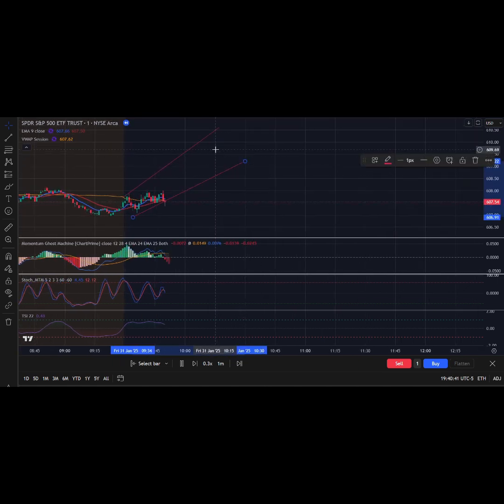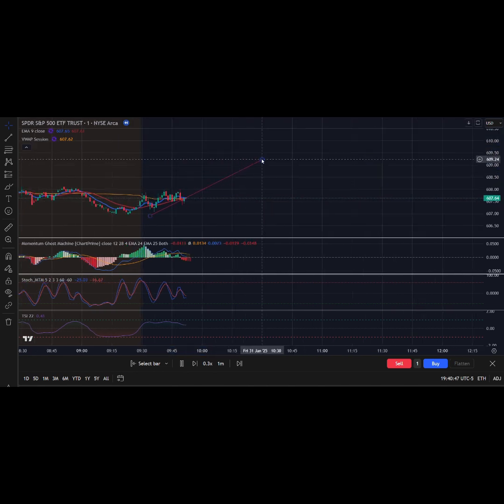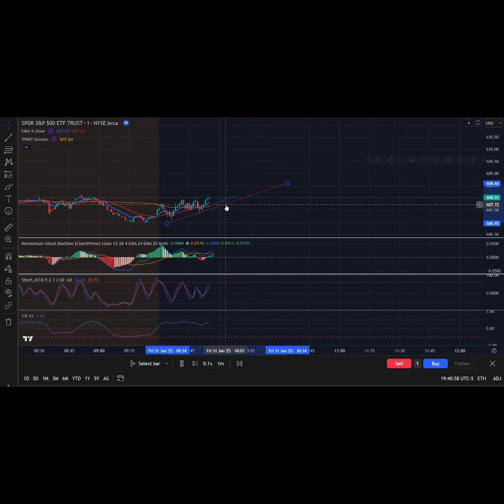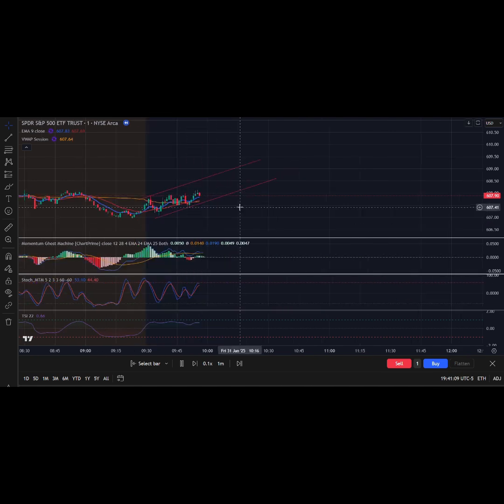Yeah, so you see me adjusting. And keep in mind, this is going really fast, so I'm trying to keep up here. Slow down just a tad. Okay. So it looks like this trend is holding up.